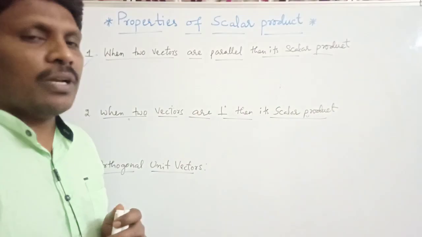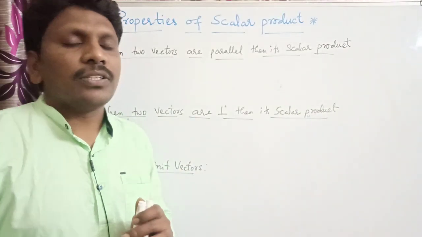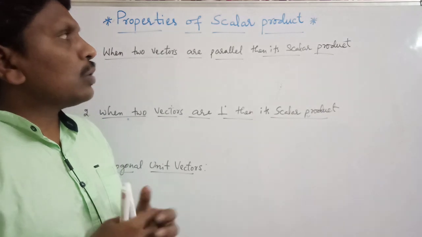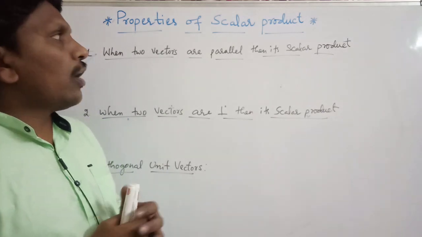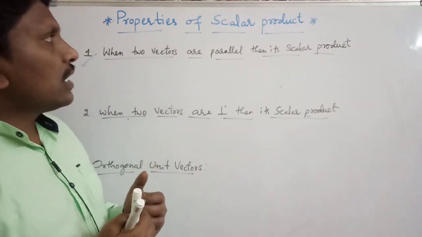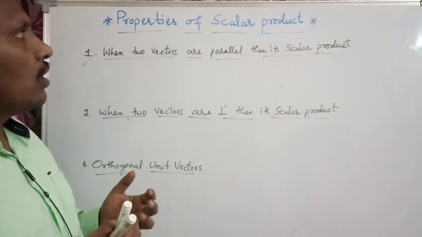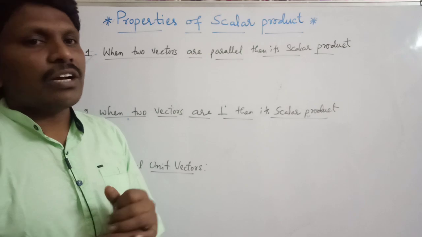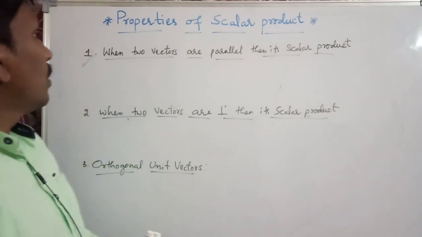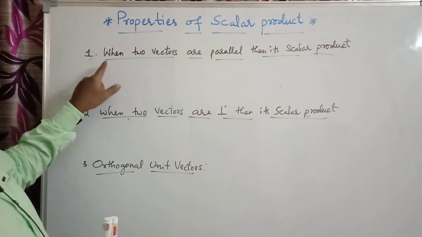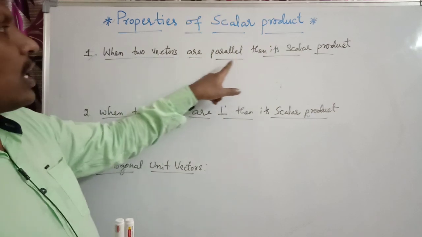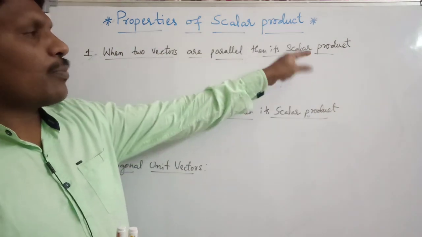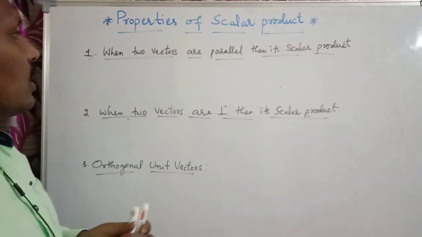Now I am going to explain the properties of scalar product. What are the properties, what are the uses of the properties, and how can we understand the properties which are applied to the scalar product, that we are going to see in detail. Okay, so first, let us see when two vectors are parallel to each other, then its scalar product is what? That we are going to see.